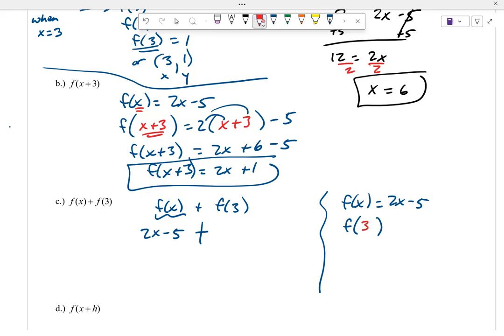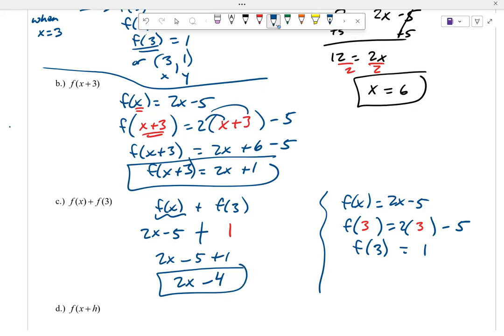We plugged the 3 in, and we got 2 times 3 minus 5, and we ended up with f of 3 was 6 minus 5, or 1, right? F of 3 is 1. So that's saying take your f of x function, 2x minus 5, and add it to whatever you got for f of 3, which was 1, right? So what is 2x minus 5 plus 1? Well, it's 2x minus 4 when I combine those like terms, right?